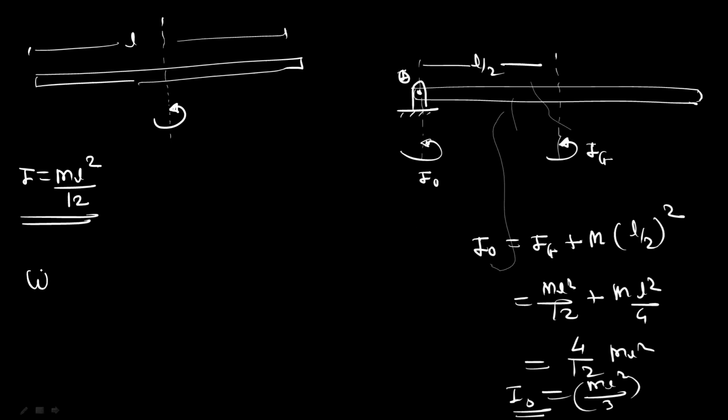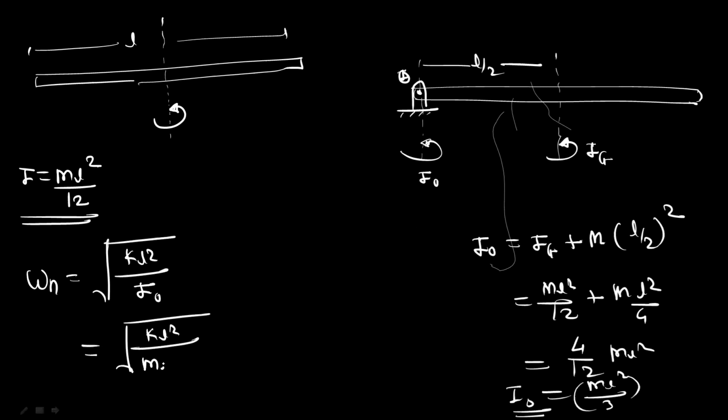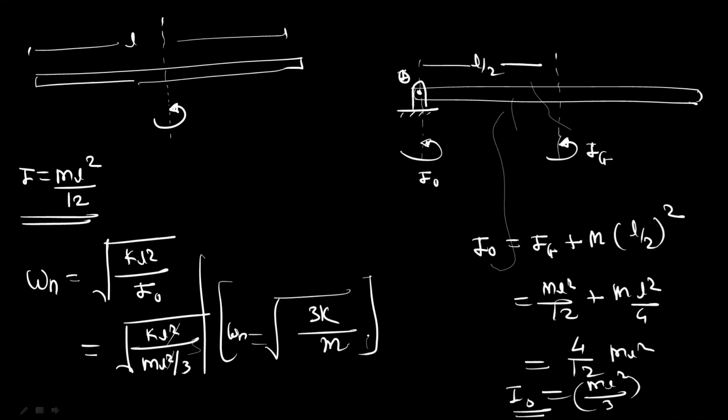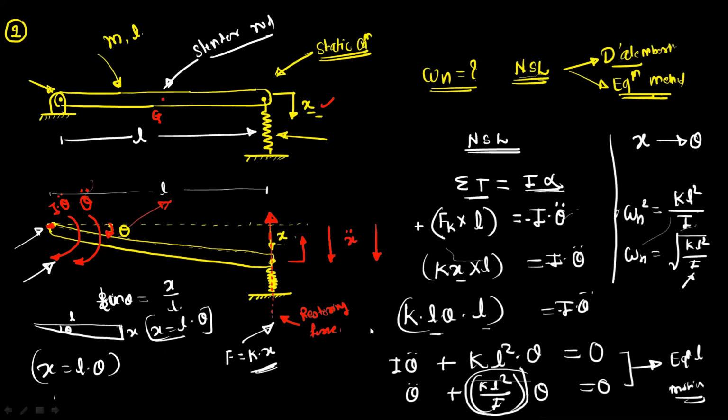Just put the value in that equation. Omega n is equal to square root of k l square upon I, that is I0. So it becomes k l square upon m l square by 3. L square you can cancel out, so the remaining value is square root of 3k upon m. So this is the final equation for omega n for the given system. This is how, by using Newton's second law, we can find the natural frequency.